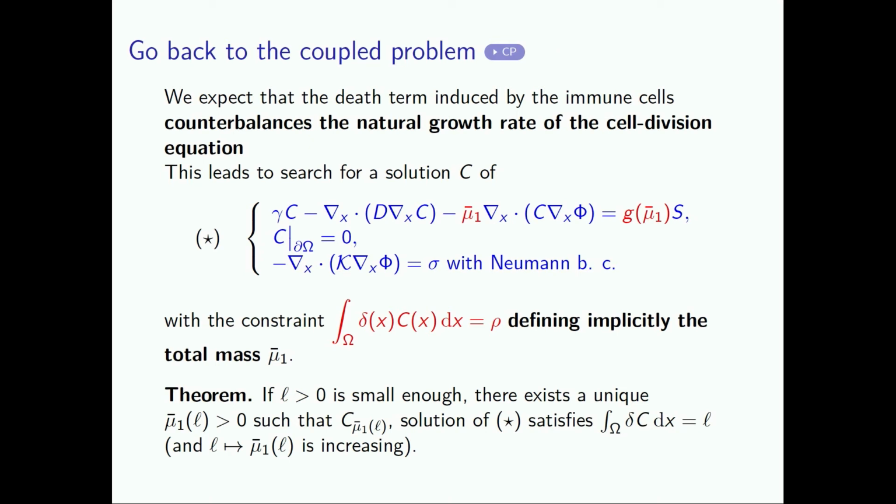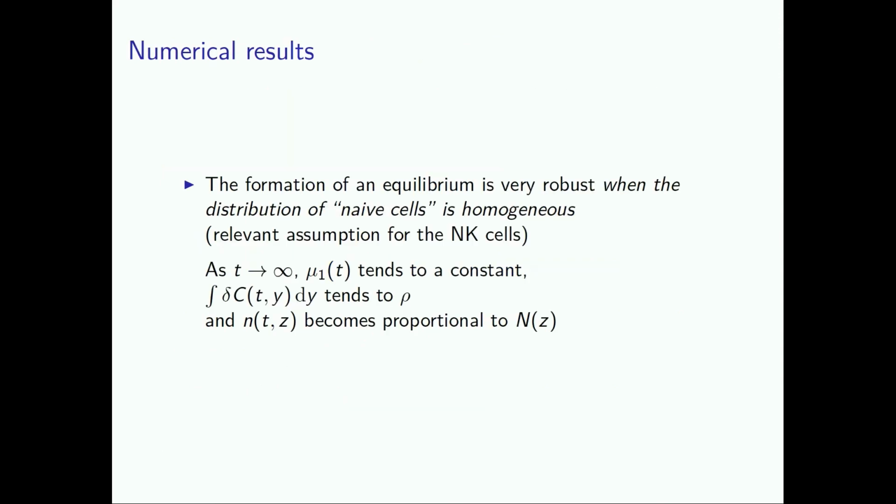And there is a theorem that tells you this is not completely silly. At least when the target is small enough, you can indeed find a value mu1 which reaches the constraint. Okay? And this is a drawback of the theory. The proof is based on the implicit function theorem, but I am not able to go beyond the smallness condition. Okay. And I am not able to prove the asymptotic behavior. This is what I observed numerically.